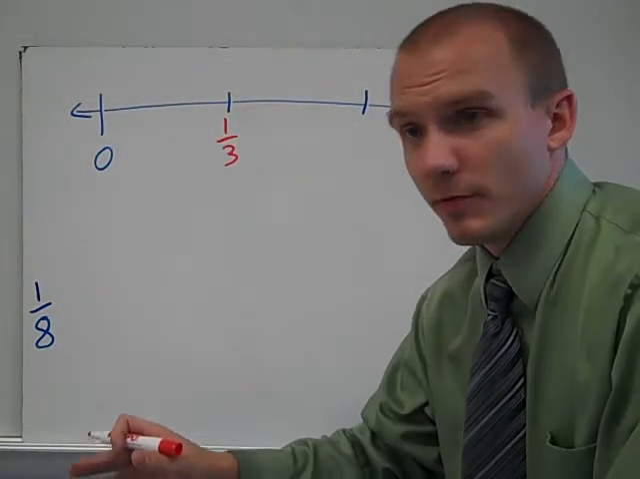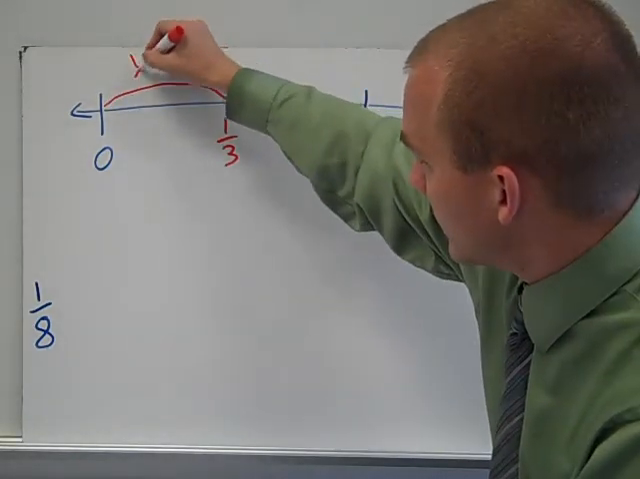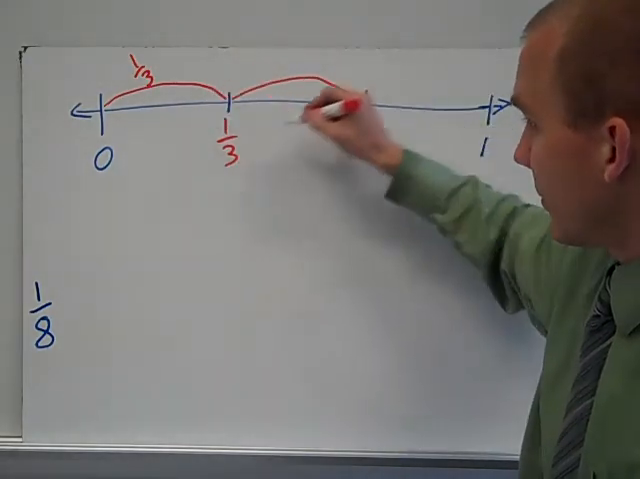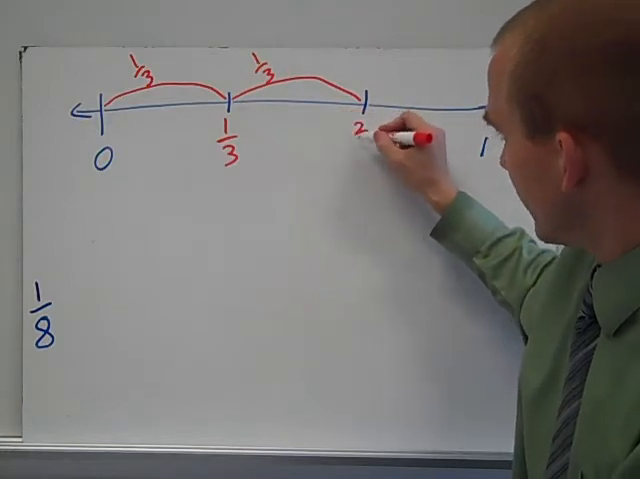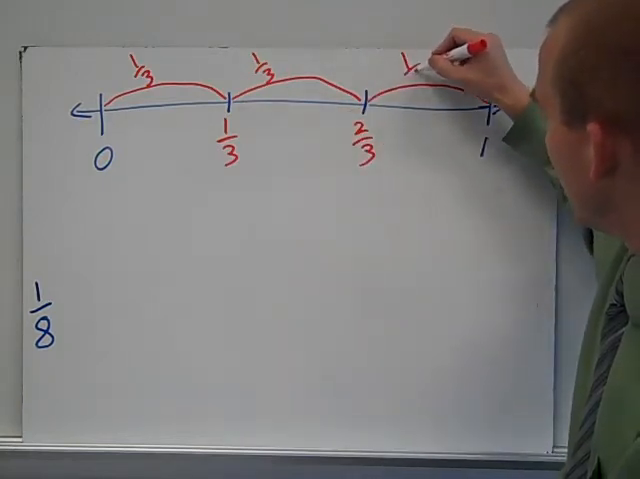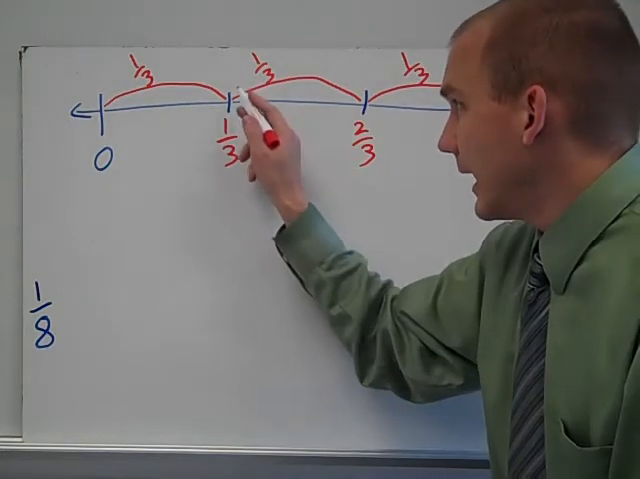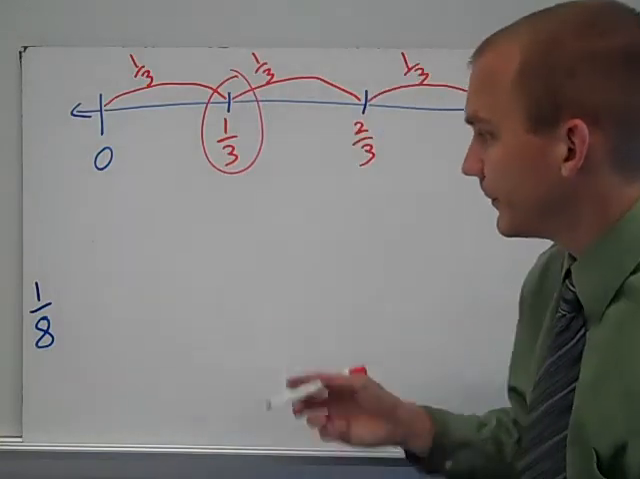And then the second way we represent it is the distance. So the distance from 0 to the first mark is 1/3. And 1/3 to 2/3 is going to be 1/3. This here would be 2/3. And this distance here would be 1/3. So each one of these distances is 1/3. And this is specifically where 1/3 will be located on the number line.